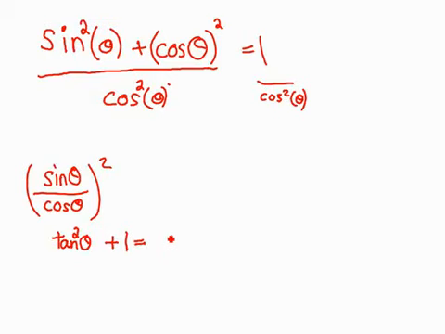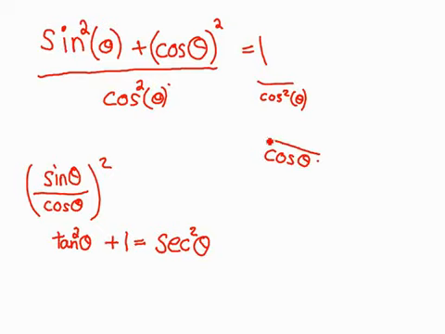Well, 1 divided by cosine has a very special name. It's called secant of theta squared. So secant is very simply... the easiest way to do this is to say cosine of theta.